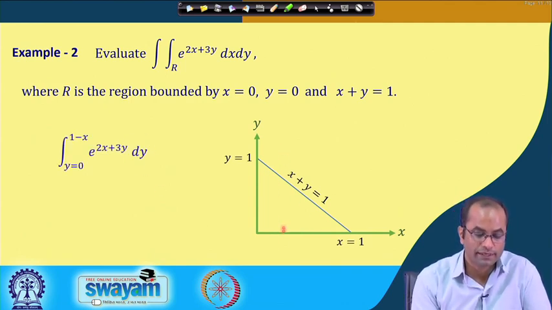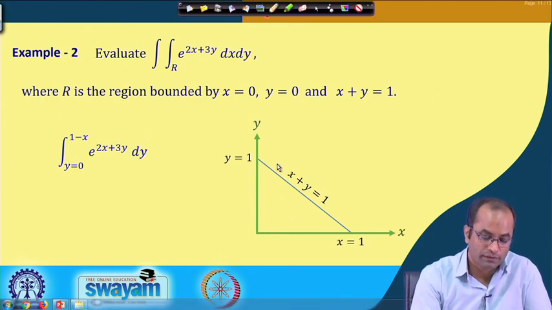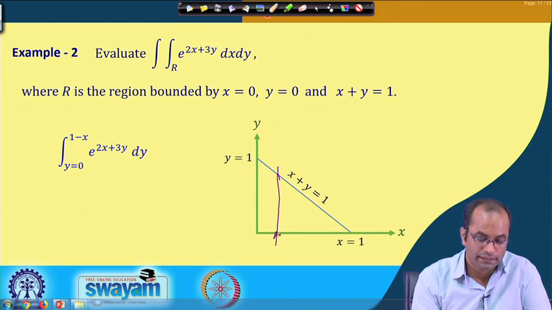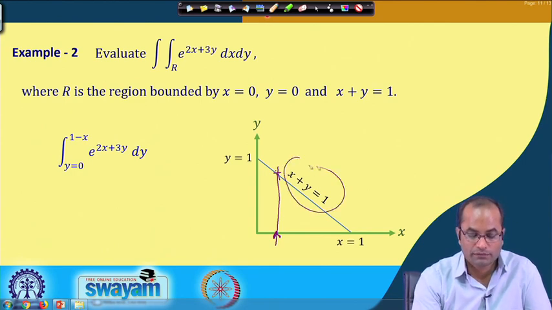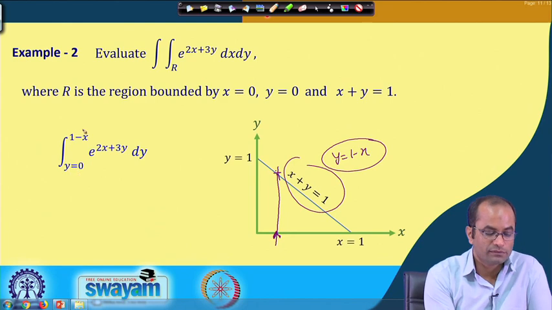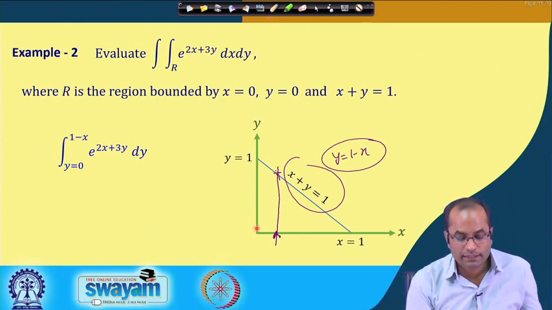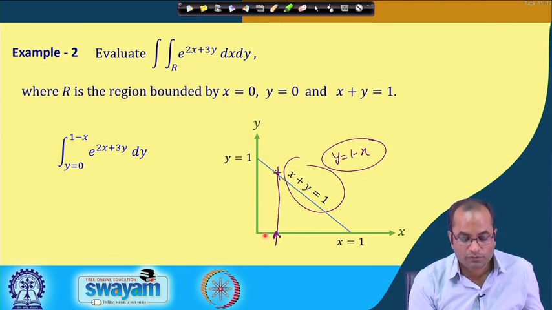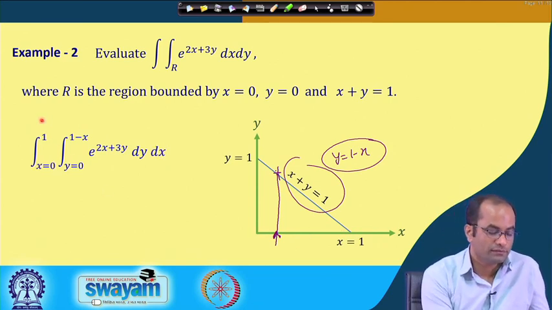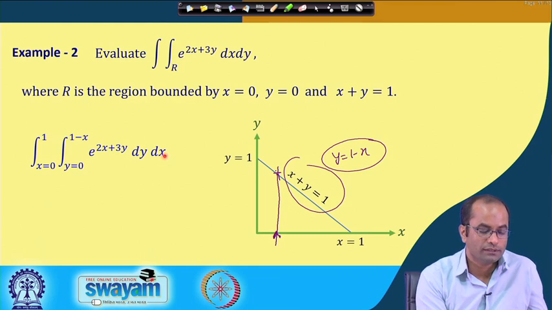So, now draw the line parallel to the y axis, and then we will see that this line enters here at y is equal to 0, and this leaves the domain at y is equal to 1 minus x. So, the limits will be y is equal to 0 to y is equal to 1 minus x, and then the x limits will be from 0 to 1. So, x from 0 to 1 and then the dx.